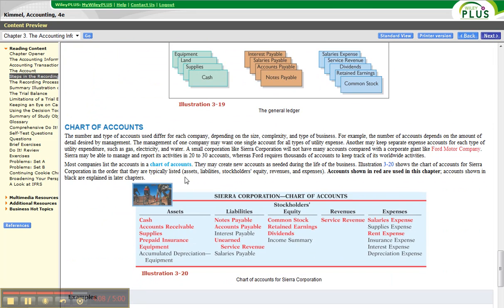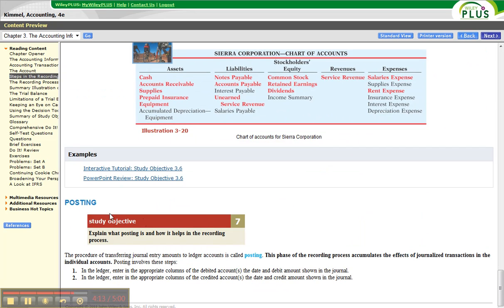Here's an example of a chart of accounts like I mentioned earlier. And then study objective 7 talks about posting. So again, these tutorials might be very helpful to you if you're having any trouble going forward with what I've kind of laid out to you here.